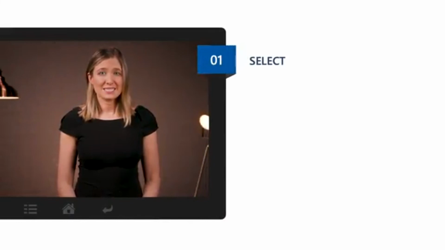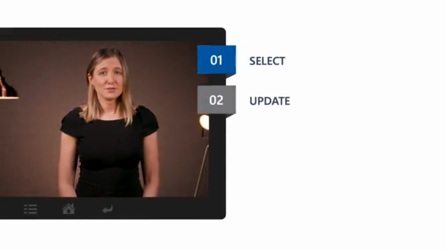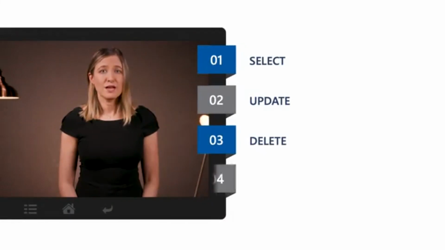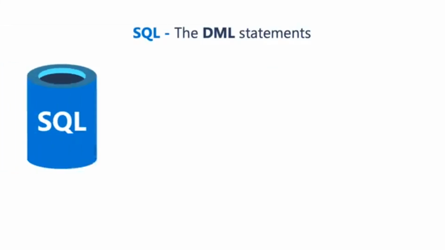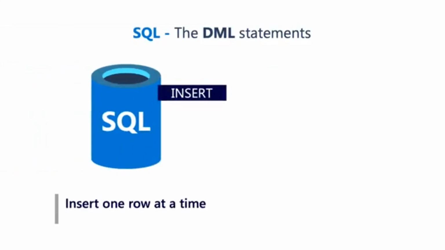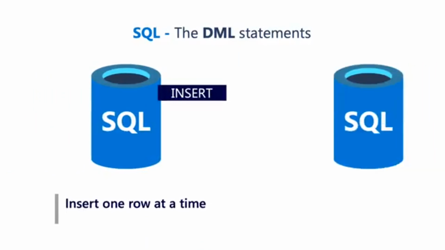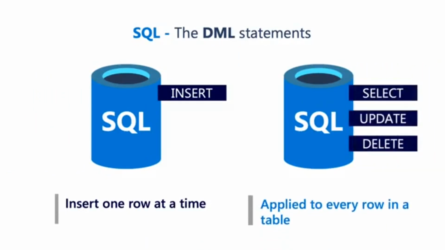The four main DML statements are select, which selects or reads rows from a table; update, which edits or updates existing rows; delete, which deletes existing rows in a table; and insert, which inserts new rows into a table. The basic form of an insert statement will insert one row at a time. By default, the select, update, and delete statements are applied to every row in a table.